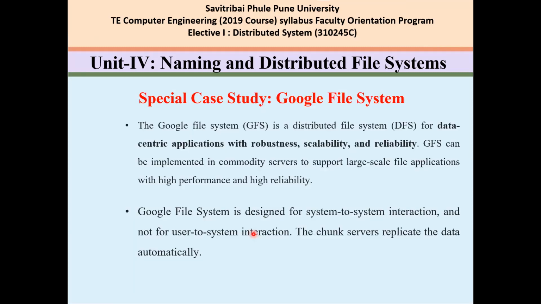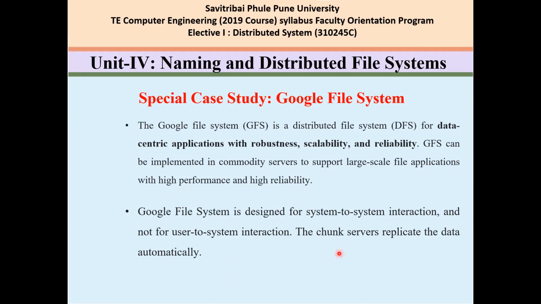Now the special case study is GFS, that is Google File System. Google File System is again a distributed file system. So never forget that WWW concept. It is used for data-centric applications with all these quality attributes. GFS can be implemented on commodity servers to support large-scale and complex file applications, where high performance, high scalability or flexibility is required; then only can we say the system is reliable. Google File System is designed for system-to-system interaction and not for user-to-system interaction.